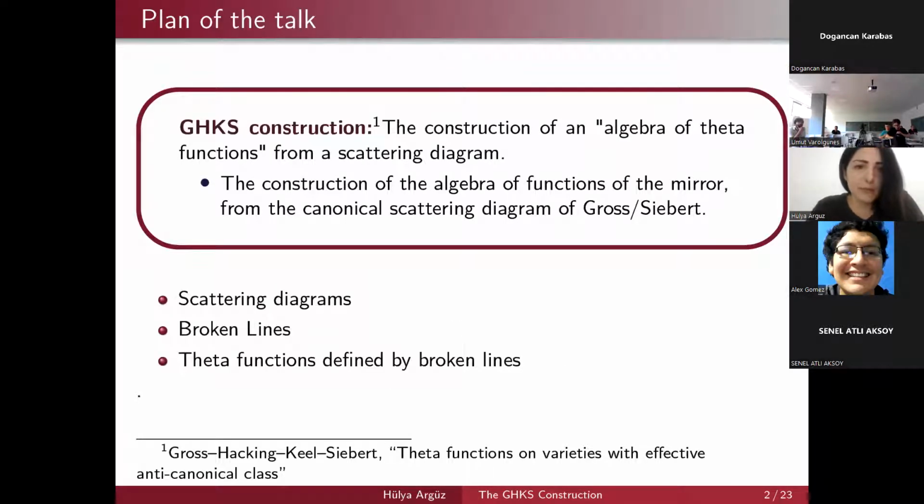So the talk is supposed to be about the GHKS construction due to Gross, Hacking, Keel and Siebert. This is a construction of an algebra of theta functions from a scattering diagram, and it's a very general construction. In particular, if you consider the canonical scattering diagram due to Gross and Siebert, it provides a construction of the algebra of functions of the mirror. So the paper essentially describes general scattering diagrams and then broken lines on scattering diagrams and how to use broken lines to define theta functions and to construct an algebra out of it.